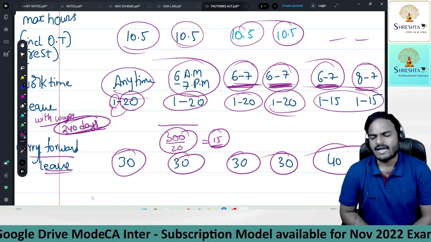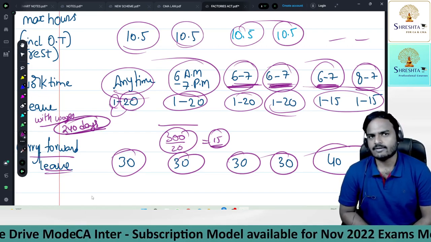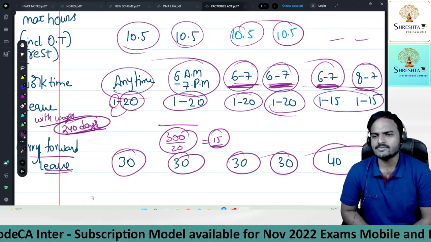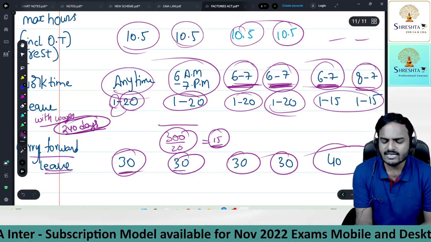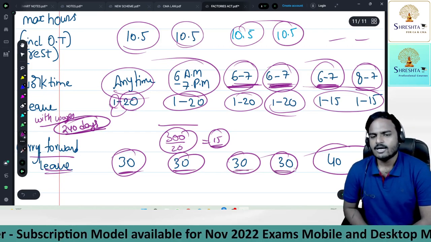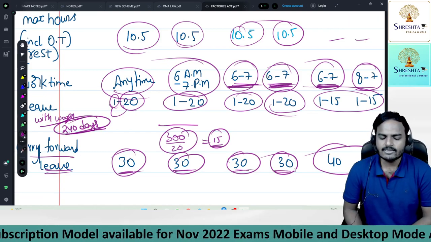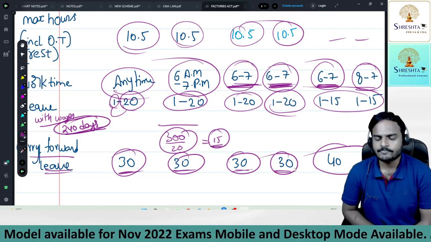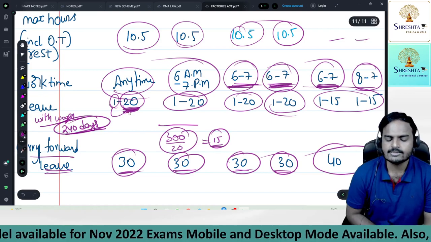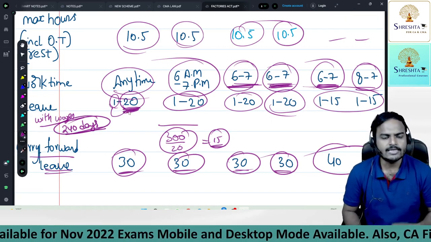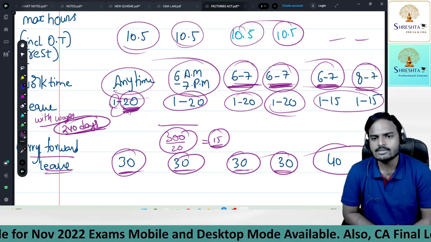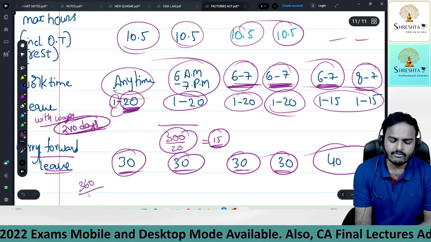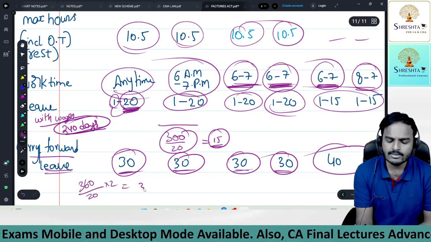Sir, a maximum of 360 days a worker can work. 360 divided by 20 is 18 days only, right? Then how come it is 30 for carry forward? There might be some establishments that fix it like 1 for 10 days or 2 for 20 days. For every 20 days you work, I'll give you 2 days leave with wages. In that case, 360 divided by 20 into 2, you'll get 36.